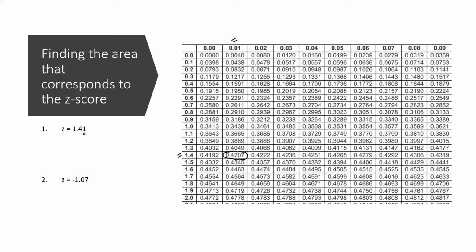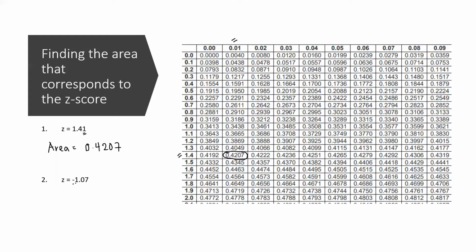0.4207. So we can tell that the area is 0.4207. Okay, so when we say the area for z equals negative 1.07, you just disregard the negative sign using this z table. So you need to find the area based on z is equal to 1.07.